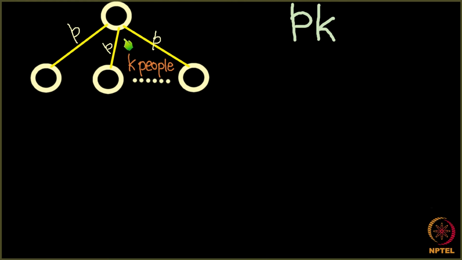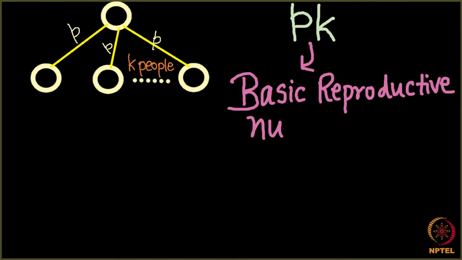If this node is infected, PK tells us the number of secondary infections produced by one person. Primary infection here, and it creates some number of secondary infections, and the expected value of that number is P into K. This number P into K is very important. It is called the basic reproductive number, denoted by R0, and it is very important because this number is going to reveal a lot of secrets. This number itself is going to tell us whether a disease is going to become an epidemic or not.